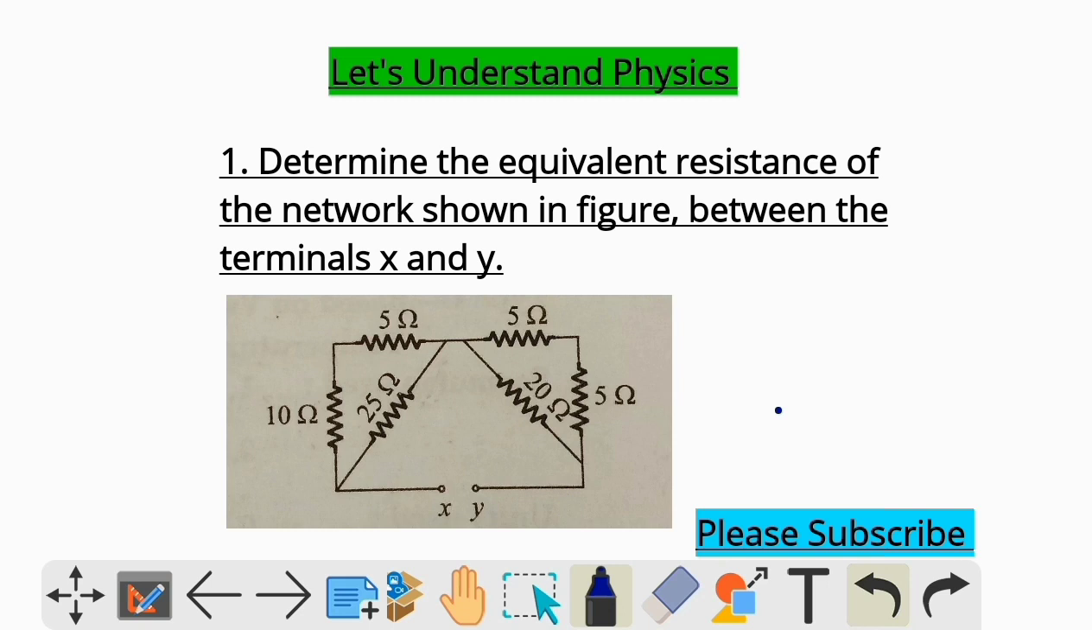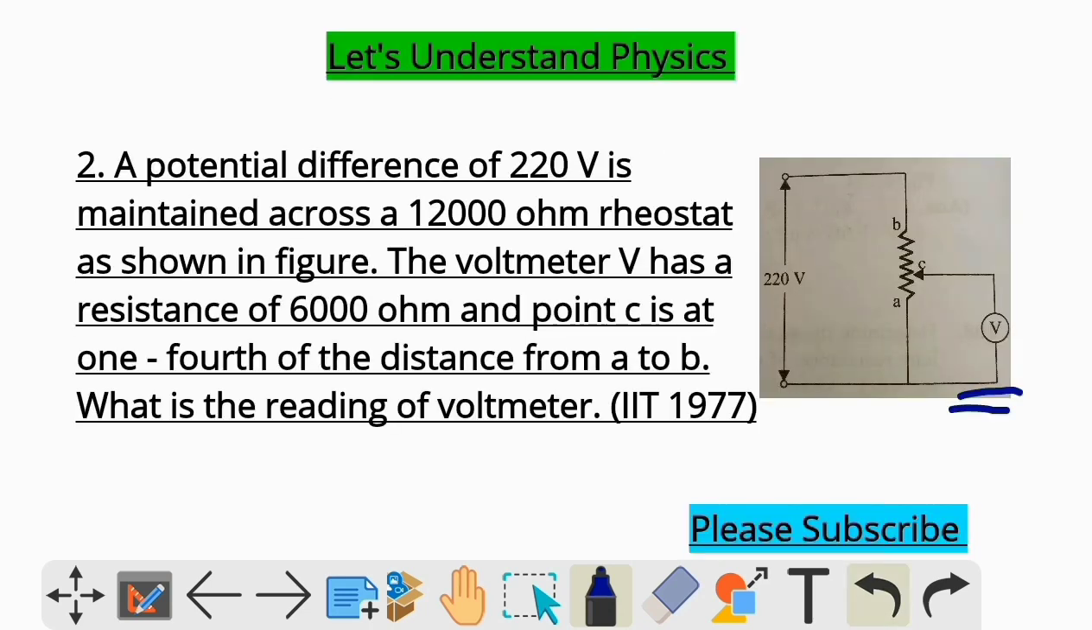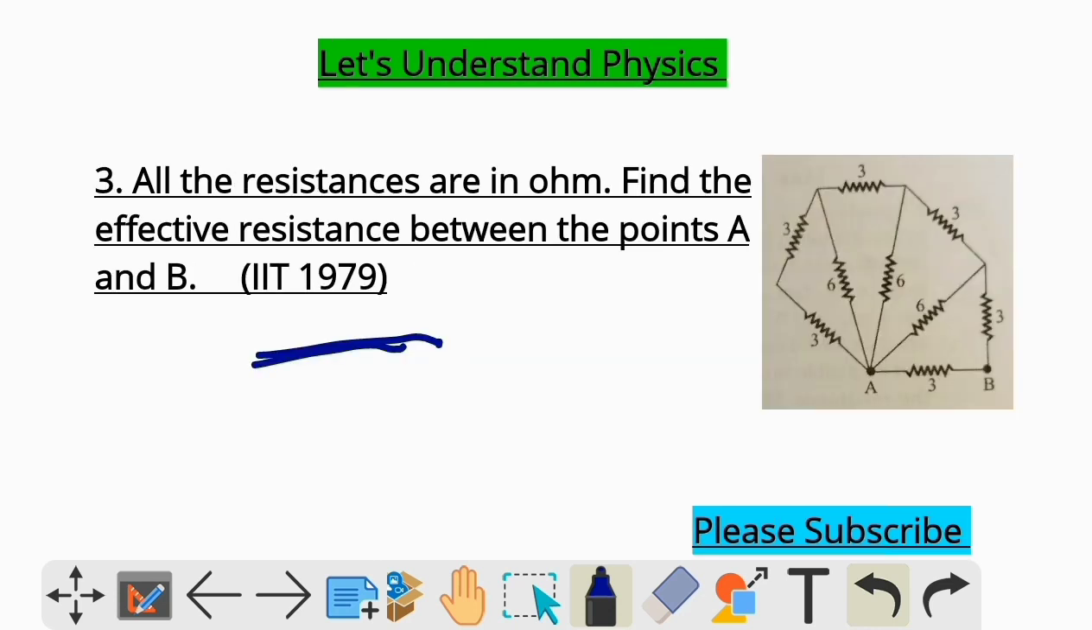Let's get started. In these three questions, I have one question based on these resistances, and then we have a second question from the IIT 1977 paper based on meter reading. Here they have given a voltmeter reading. How do you find it if resistance is given in the form of variable resistance? Understood? Next we'll see the third question from IIT 1979, and here also resistances are connected in a different way.